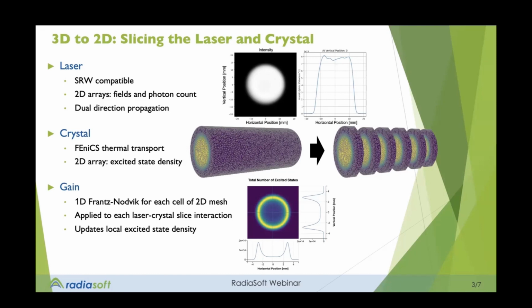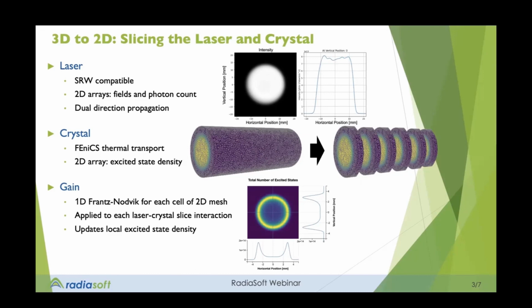The crystal is likewise sliced up. That's the center image you see there, the long crystal cylinder, where the yellow at the center is higher temperatures, purple is lower on the edges, and we cut that up into evenly spaced slices. The fewer slices you have, the more efficiently the simulation will run. The more slices you have, the more accurate your results. So it's about striking a balance between those two. But generally, a relatively low number of laser and crystal slices is sufficient.